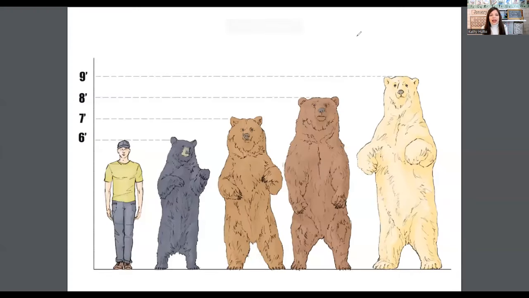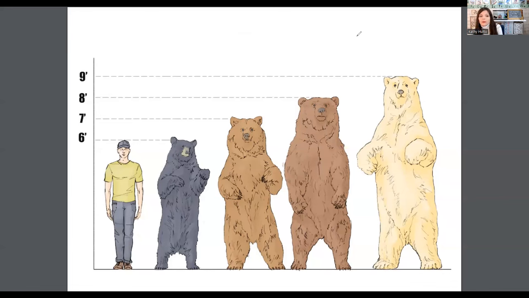For science today, first we'll look at a picture of lots of different polar bears. These are the biggest bears in the world. There are other bears like a panda bear or a koala bear, but these are the biggest ones. There's a black bear, a brown bear, a grizzly bear, and a polar bear. Which one is the biggest? The polar bear is the biggest.